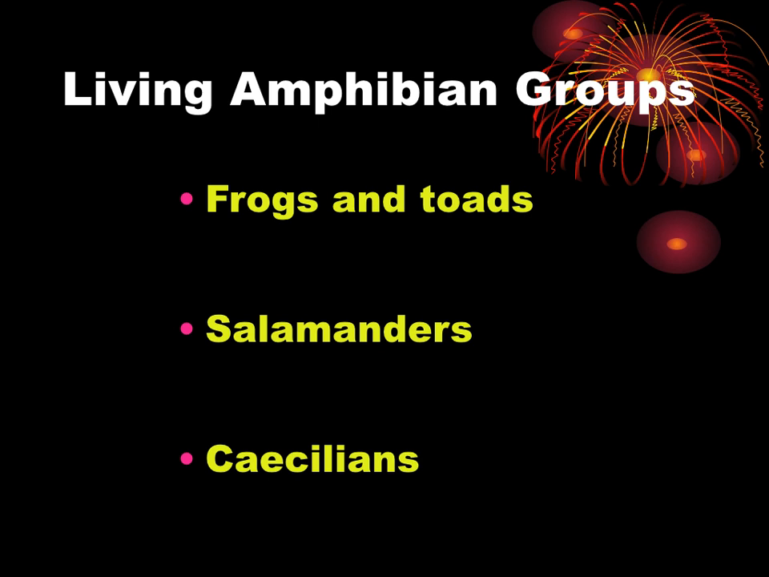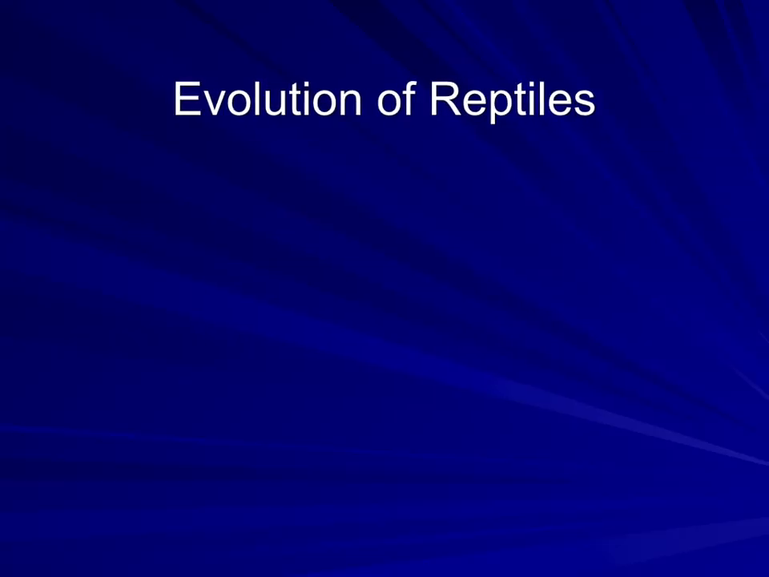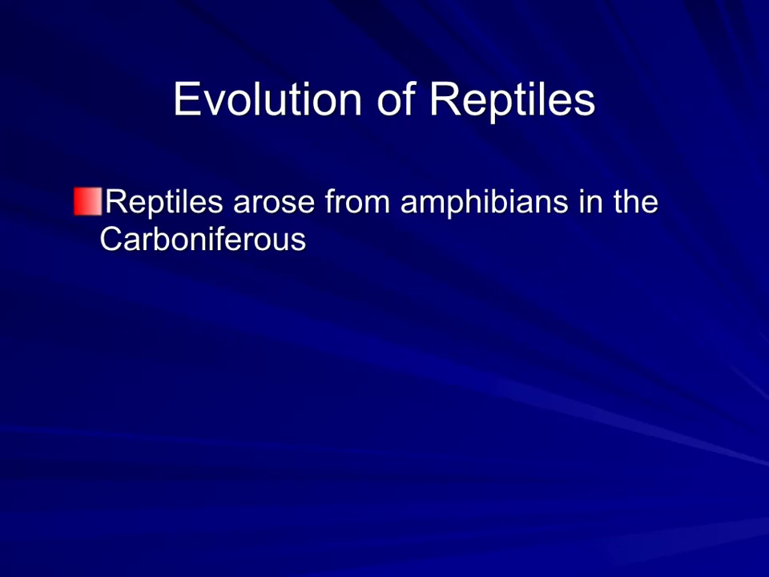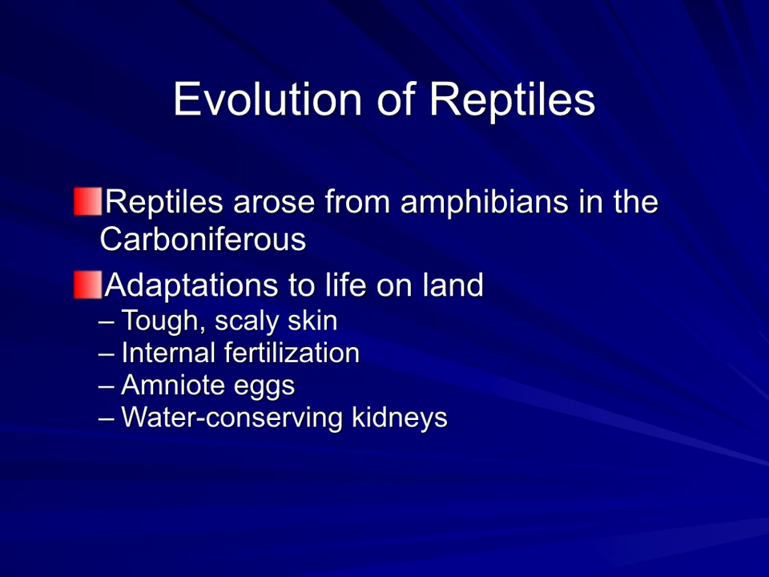Okay, so let's move on and let's talk about reptiles, non-avian reptiles. We have the evolution of reptiles. Reptiles arose from amphibians in the Carboniferous, an adaptation to life on land. They have tough, scaly skin, internal fertilization, amniotic eggs, and water-conserving kidneys. Now, what's important about this is that they are no longer tied to water. It allowed them to diversify and occupy different niches.